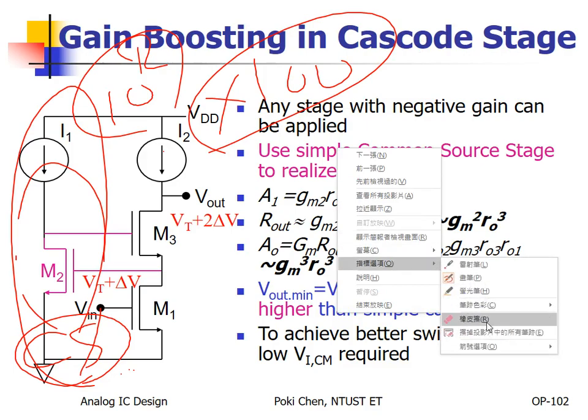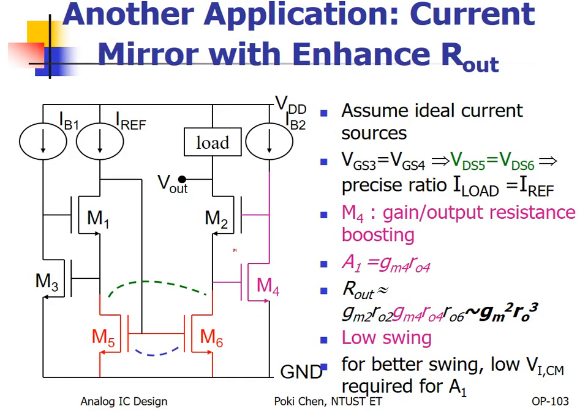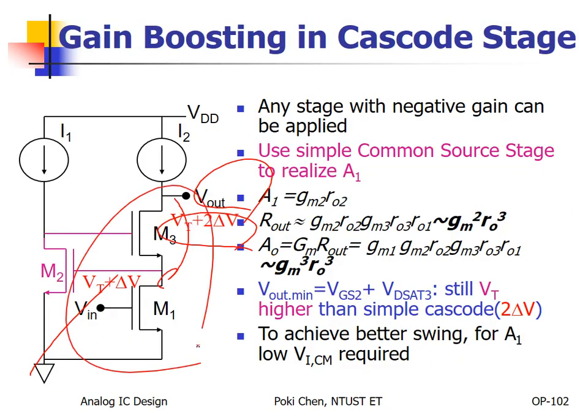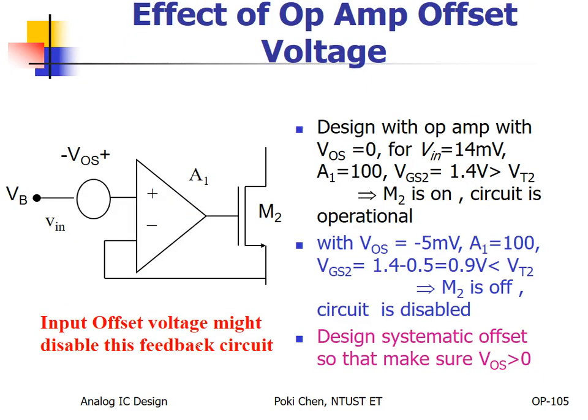And for this one, again, what is the operation range? From here to there, 1 VT, 1 delta V, and then the other delta V. So the minimum is 1 VT plus 2 delta V. Just estimate it by yourself. And this one is some kind of current mirror applied to this one. Forget about it, as you like. I don't care.